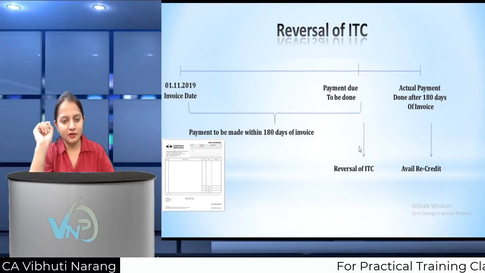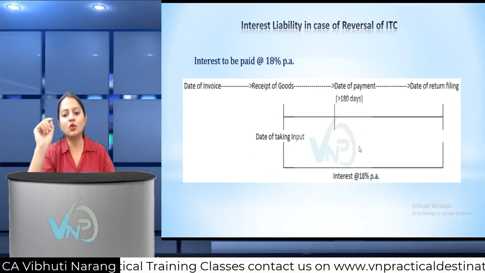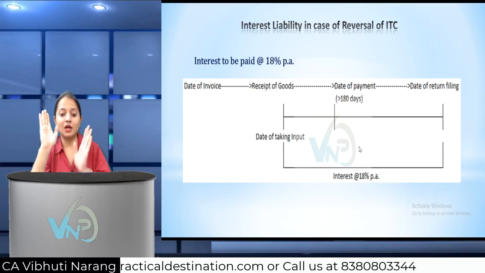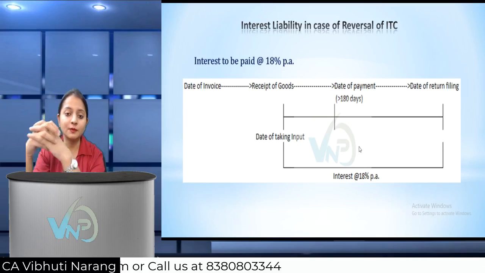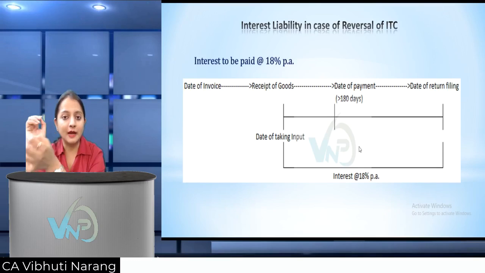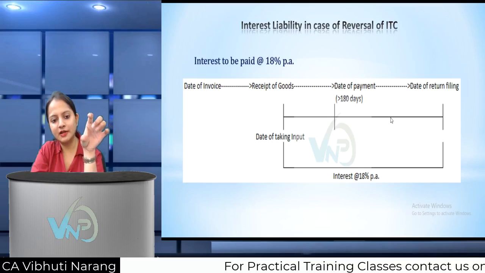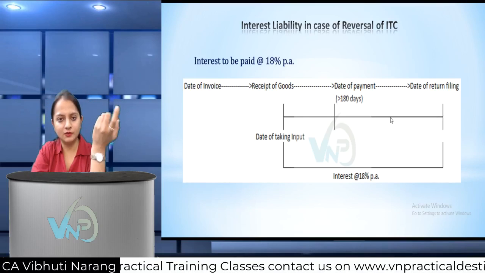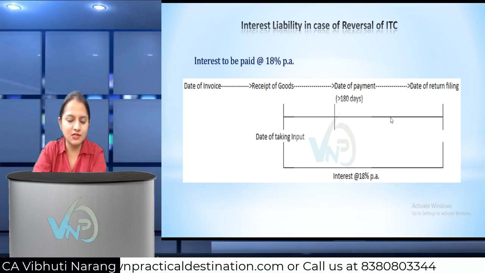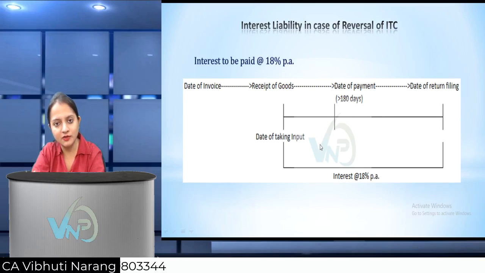In this, when we reverse the ITC, means we add back in our output tax liability, we need to also pay interest at the rate of 18% per annum. Now this interest is to be calculated from the date of taking input. And we know that the second condition was that the buyer must actually receive the goods. So the date for calculation of interest is not from the date of invoice, it is from the date of receipt of goods, because you actually receive the goods after the invoice, and the date of taking input is the receipt of goods date.